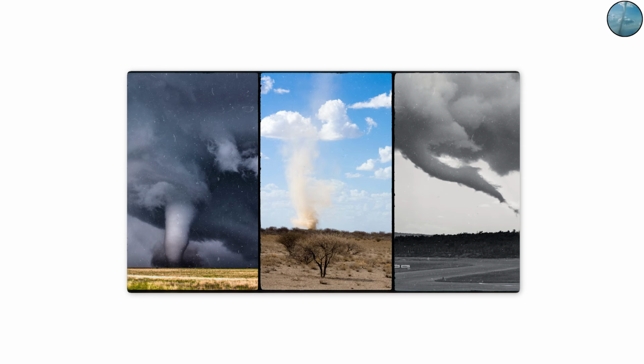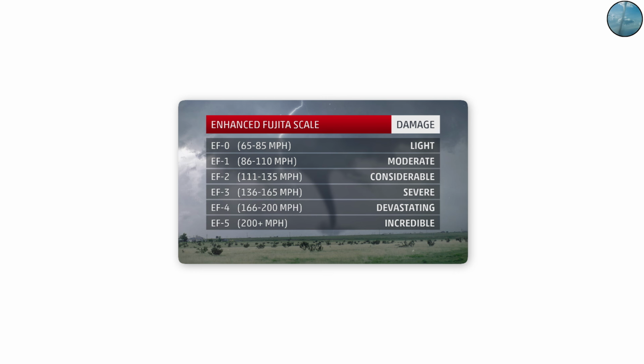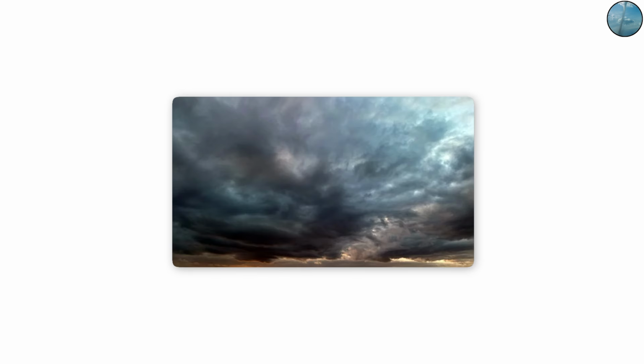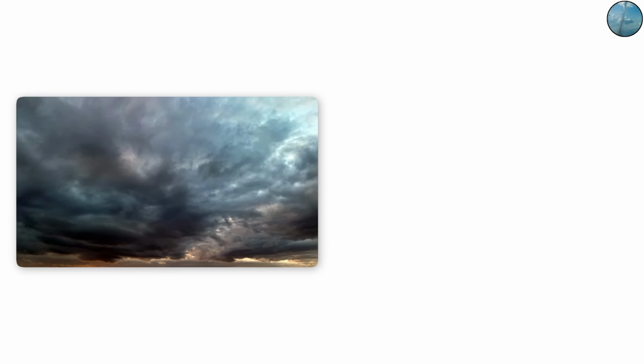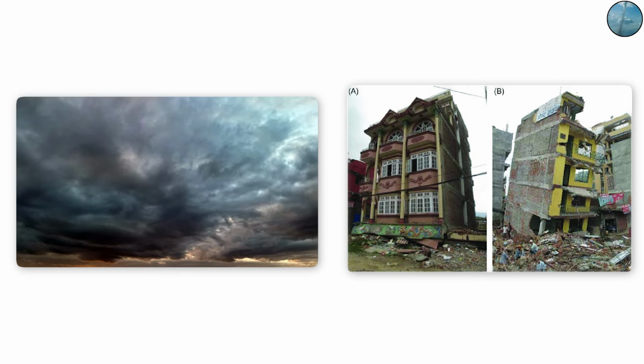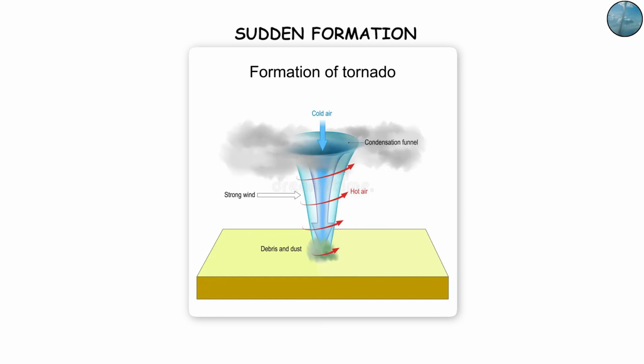Landspouts usually have a thin, rope-like funnel and often appear translucent or dusty, rather than fully condensed. They are generally weaker than supercell tornadoes, usually in the EF0 to EF1 range. However, landspouts can still be hazardous, especially to people outdoors or in poorly built structures. Their sudden formation makes them harder to forecast than typical tornadoes.